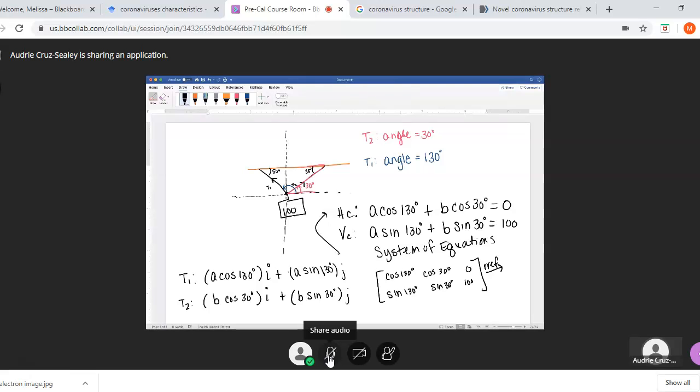I have a TI. So second matrix, go to edit. I'm making a 2x3 matrix. Cosine of 130. Cosine of 30. 0. Sine of 130. Sine of 30. 100. Second quit. RREF. That matrix.